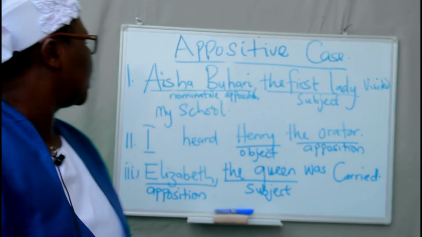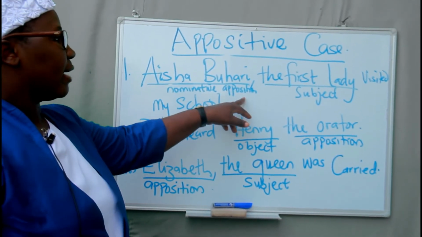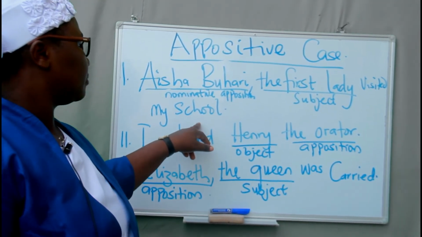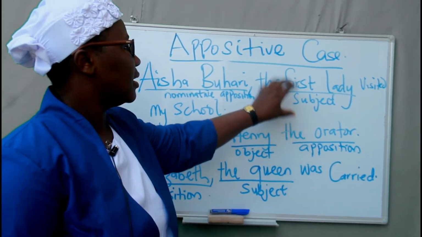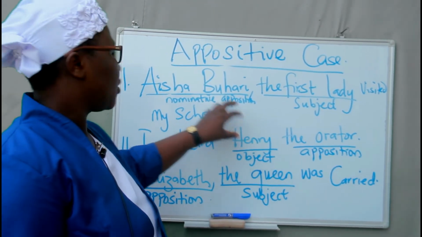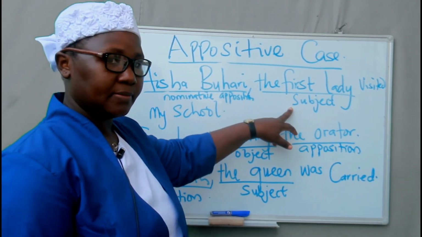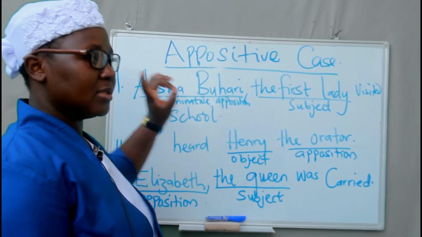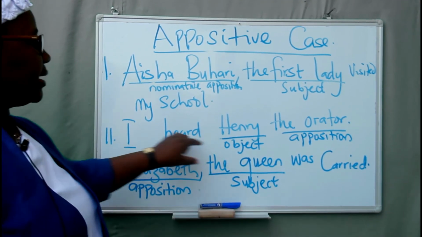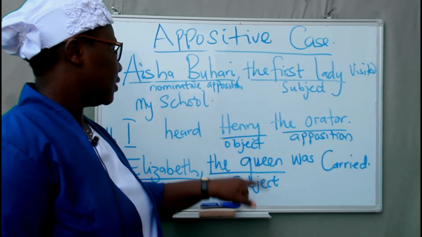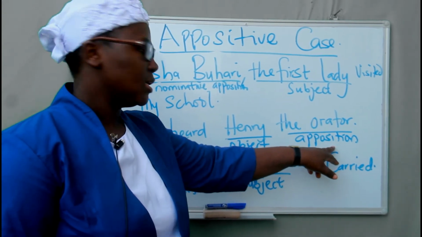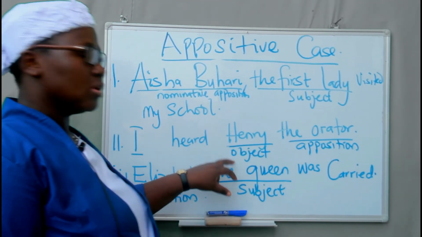Some of the examples of apposition include: number 1, Aisha Buhari, the first lady, visited my school. Aisha Buhari is the subject, and this is a nominative apposition because it refers to the subject, the first lady. Number 2, I heard Henry the orator. Henry here is the object. The orator here is the apposition, and remember, it is the apposition to the object.